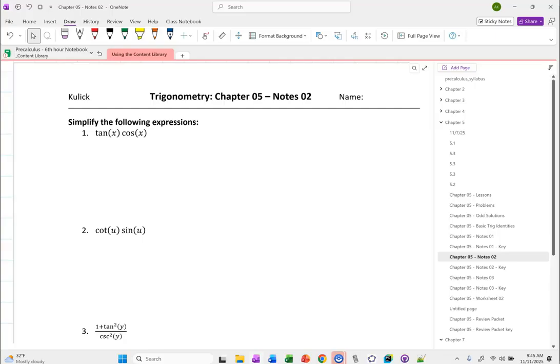Everybody ready to do the next ones? Yeah. So if I look at this one, is there any algebra thing I could possibly do? Tangent x times cosine x.